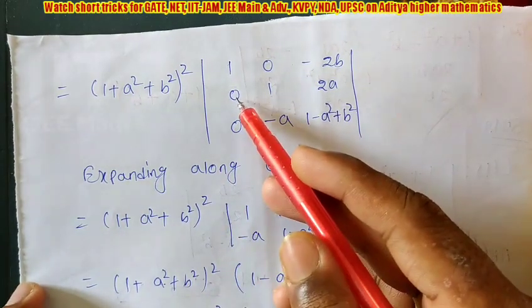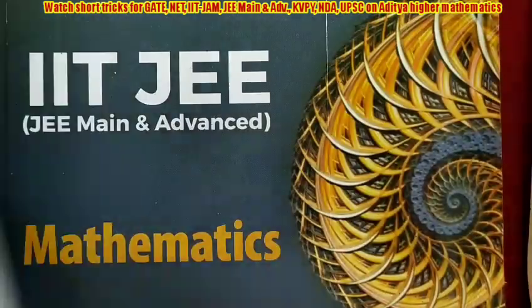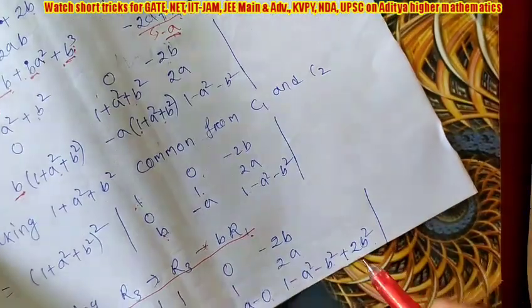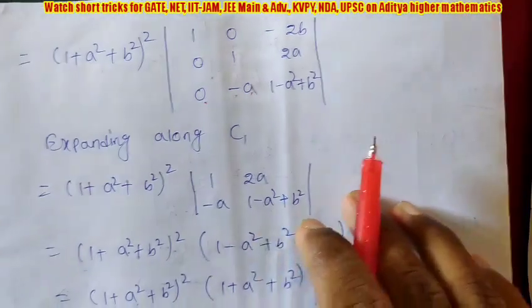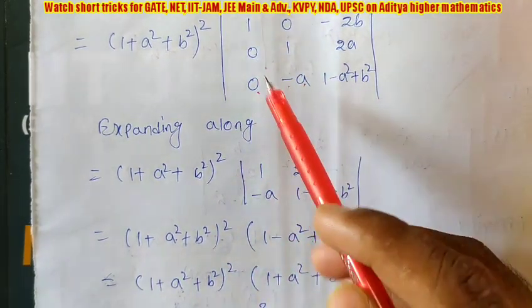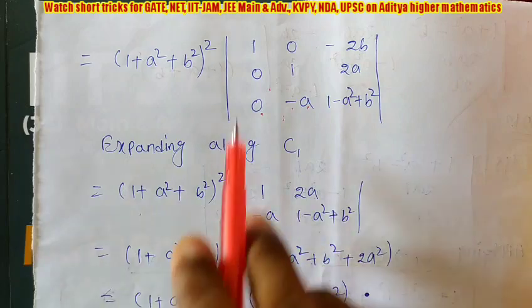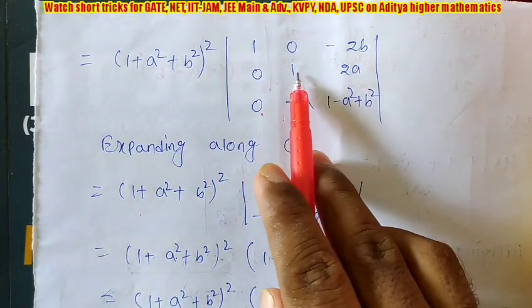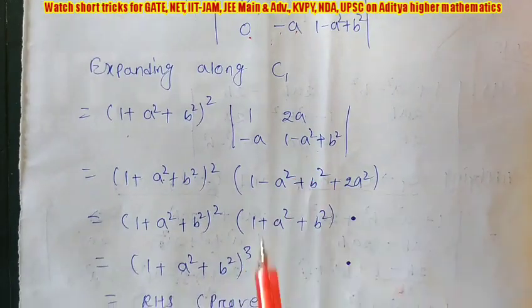And we have got these two zeros, and this is minus a, and since it is 2b square minus b square, you will get plus b square. Understood? Now you can expand along C1 because you are getting two zeros in a single column. So expand along C1. After that you can delete its row and column. So we are getting 1, 2a, minus a, 1 minus a square plus b square.